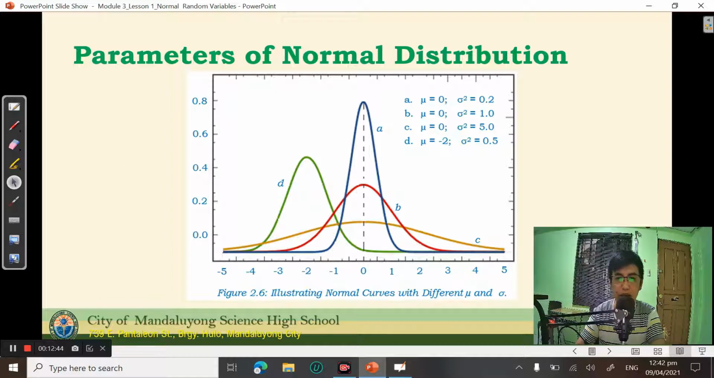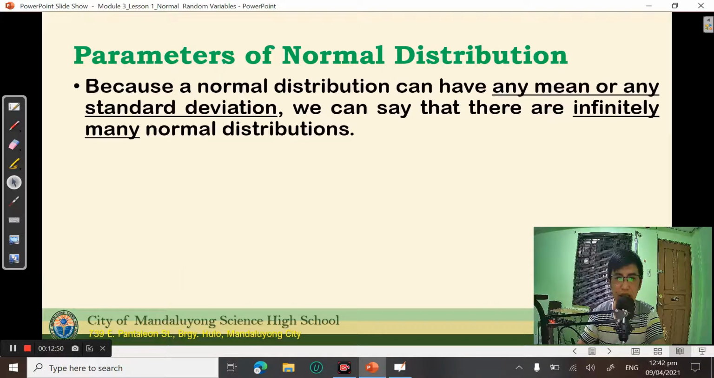Diba? So, having said that, we can say that the normal distribution can have any mean or any standard deviation. Then there are infinitely many normal distributions. Okay? There are infinitely many normal distributions. Tandaan nyo yan, ha?